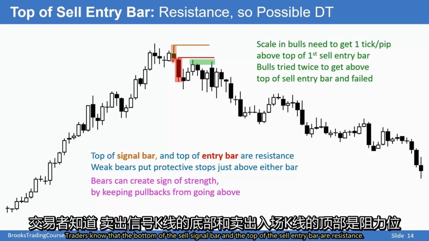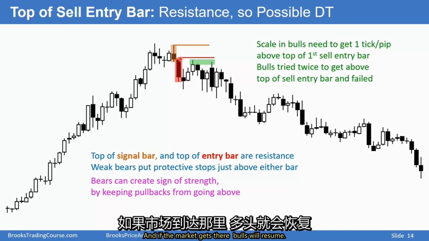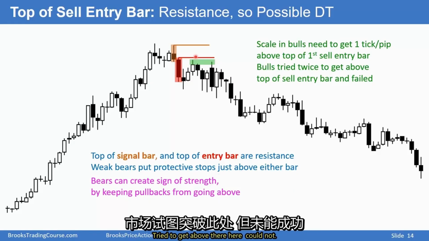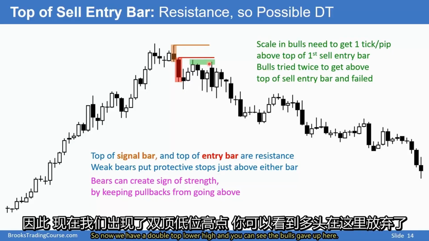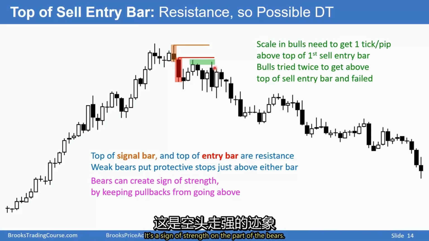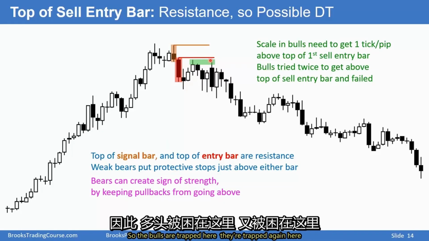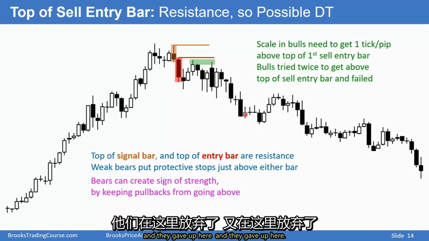Traders know that the bottom of the sell signal bar and the top of the sell entry bar are resistance. And if the market gets there, bulls will resume. The market tried to get above there here, could not. Tried to get above there here, could not. So now we have a double top, lower high, and you can see the bulls gave up here. It's a sign of strength on the part of the bears. You have bulls who bought for whatever reason, assuming the market would get above the entry bar high, and it failed. So the bulls are trapped here, they're trapped again here, and they gave up here, and they gave up here.